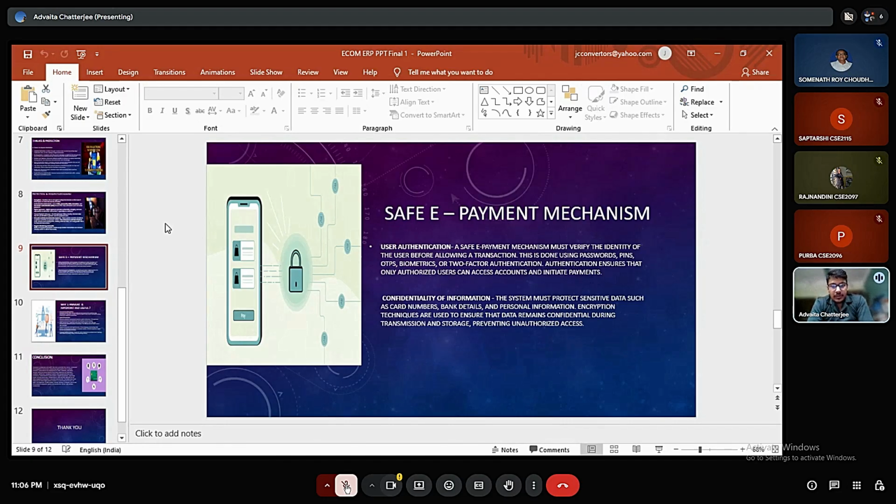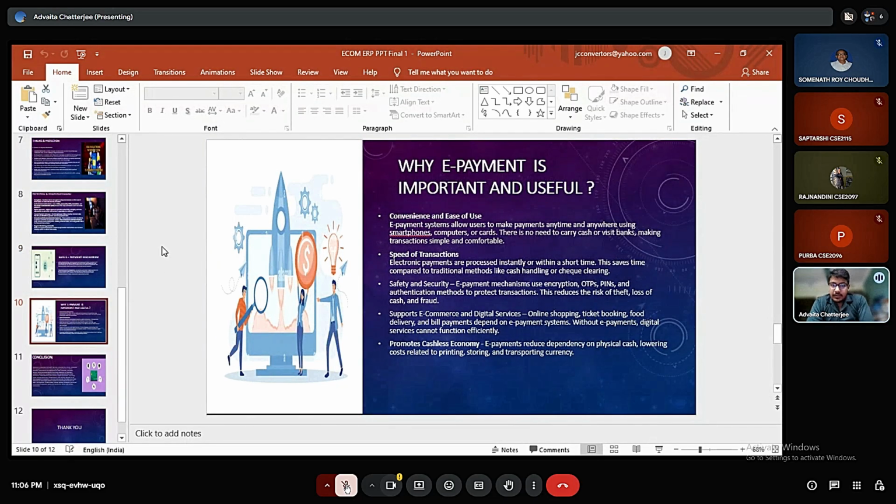Coming to the confidentiality of information, the system must protect sensitive data such as card numbers, bank details, and personal information. Encryption techniques are used to ensure that data remains confidential during transmission and storage, preventing unauthorized access. Moving forward to the next slide, we are going to understand why e-payment is important and useful.